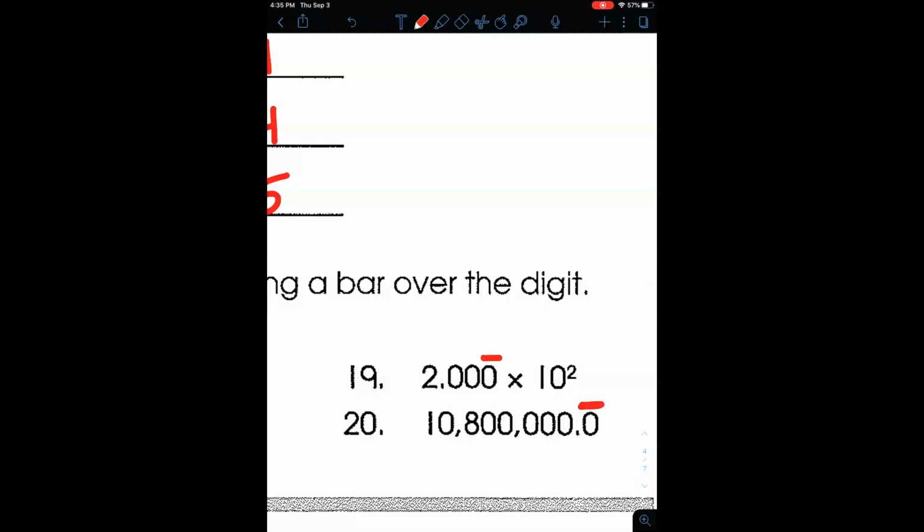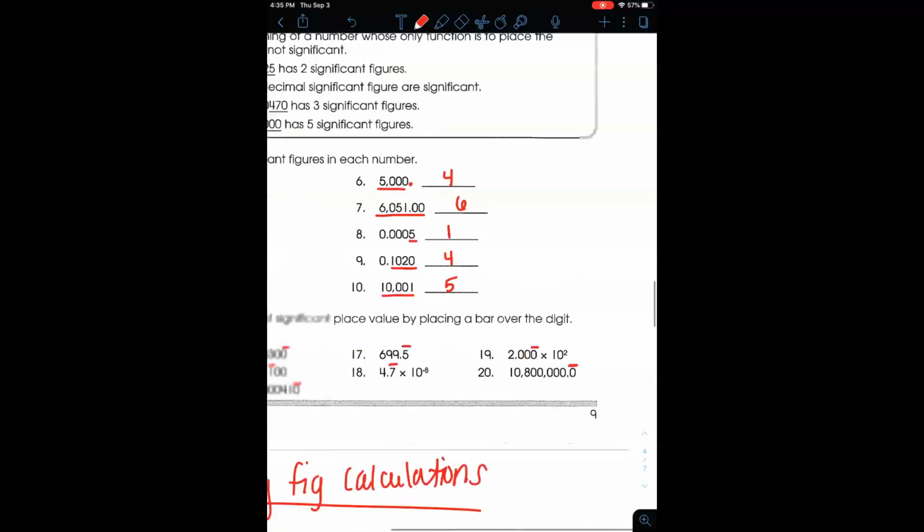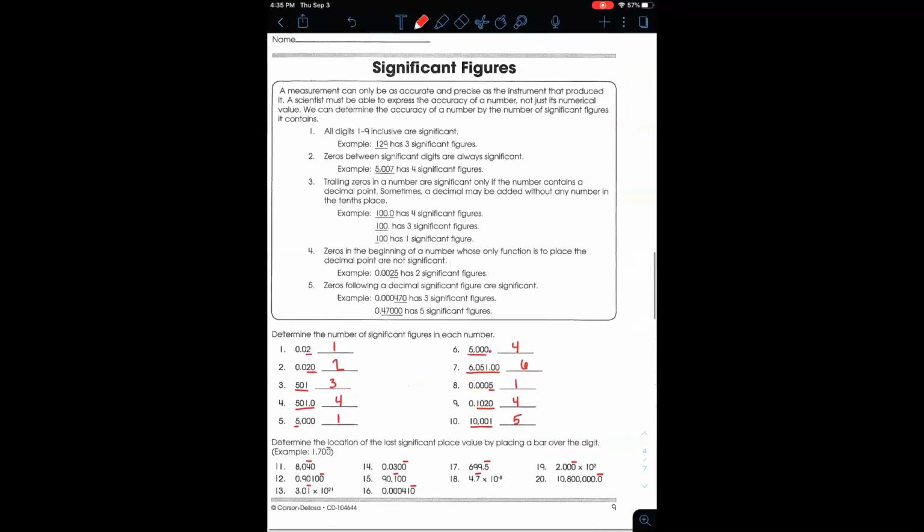All right, so that is this worksheet here. Again, this is just for you and for your notes.